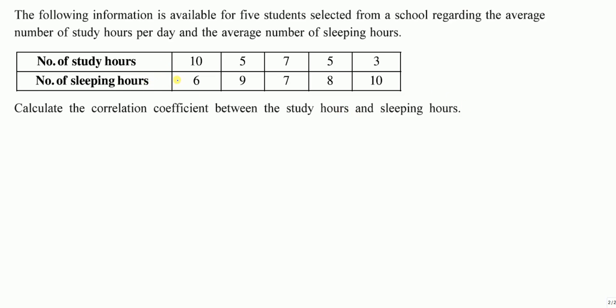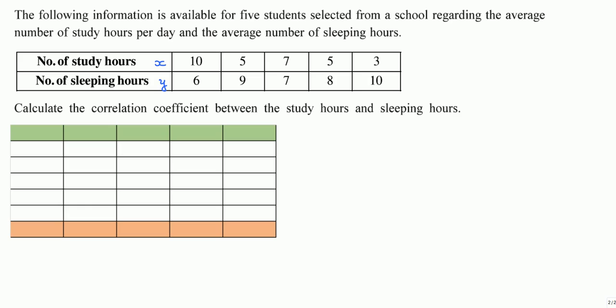First of all, we have to suppose x and y. Number of study hours is x, and number of sleeping hours is y. Observations of x and y here are very small, 20 or less, 10 or less. So we are using the direct method here. First of all, we are preparing our table.